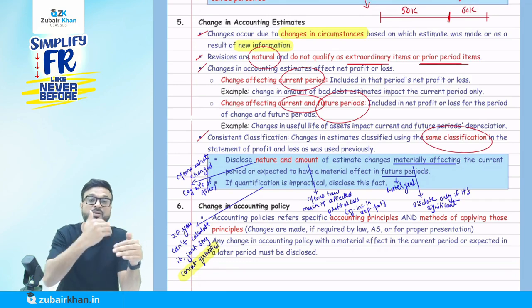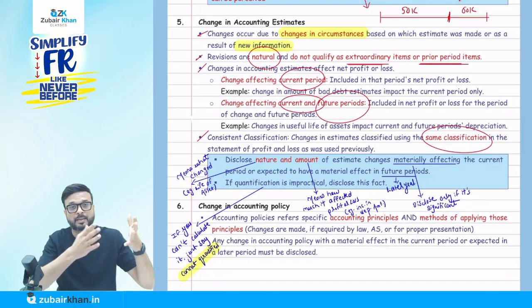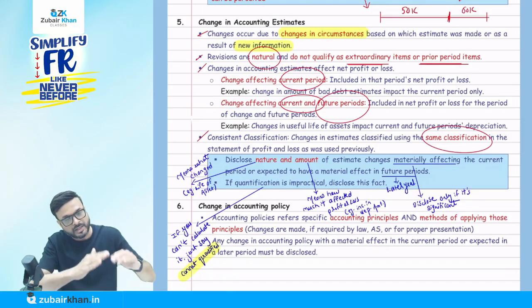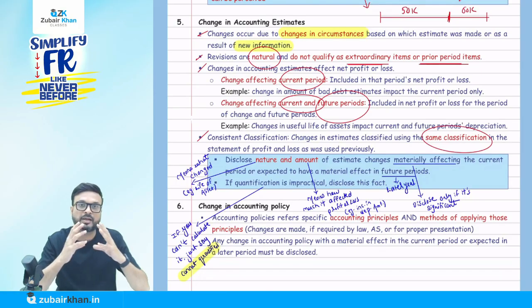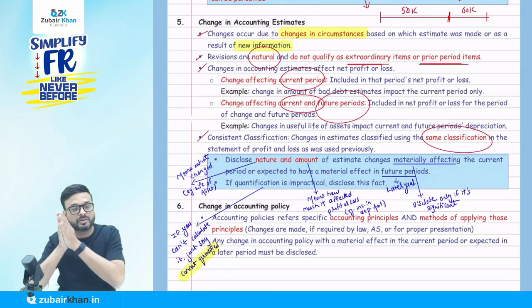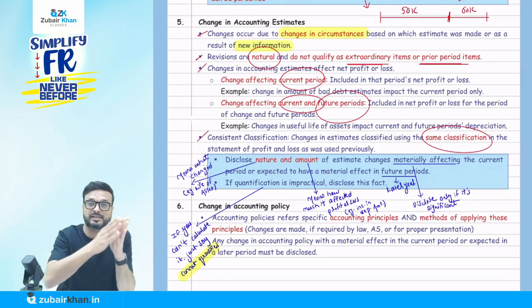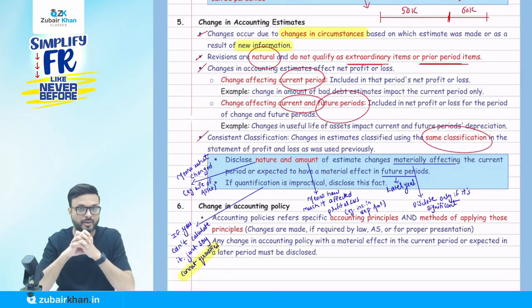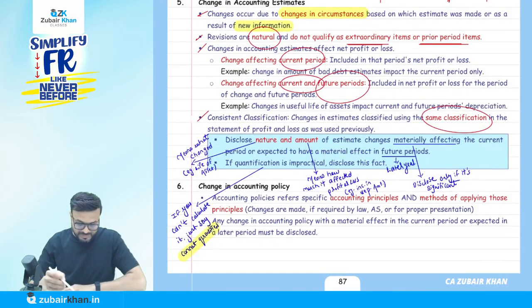So the classification should not be changed. For example, if in the past we have shown it under administrative expenses, it should remain under administrative expenses. Okay. So there is no separate heading for the change in accounting estimate. Whatever classification we have made in the past, under the same classification, it is going to come in the current period. Okay. Now what it says is disclosure.